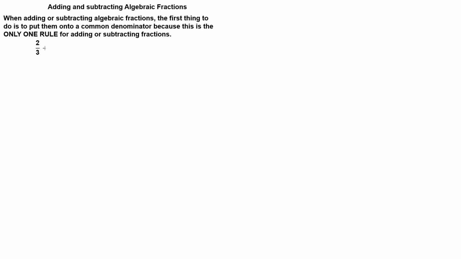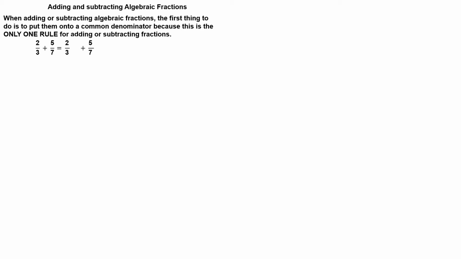To add these fractions, we have to get the lowest common denominator. The lowest common denominator is the smallest number that both denominators can divide into without remainders. In this case, the number is 21.